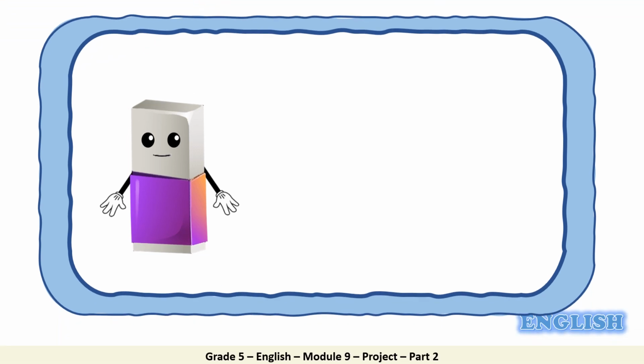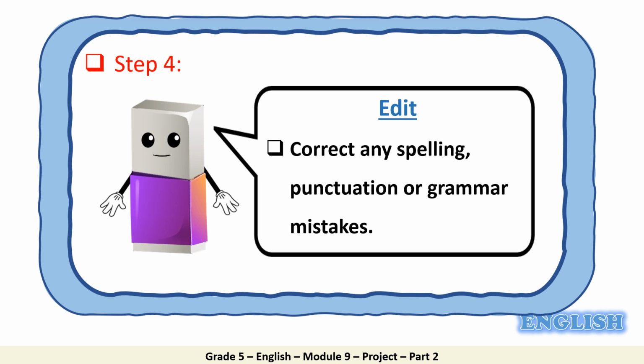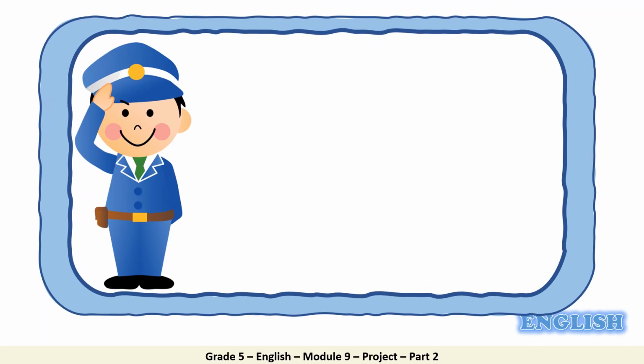Now we will move to step number 4, edit. Edit means to correct any spelling, punctuation, or grammar mistakes. To edit and check your work, you can use the help of the COPS. Do you know what COPS stands for?